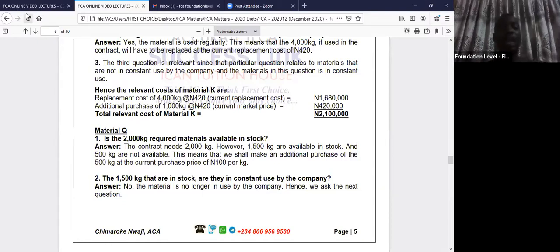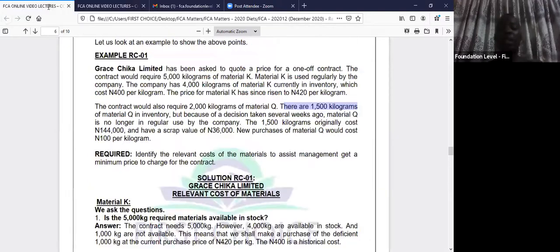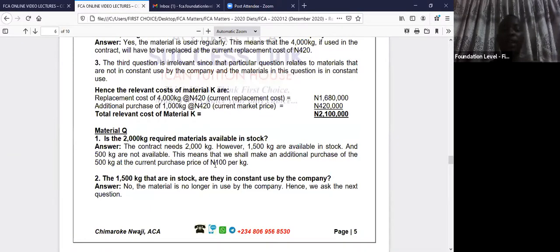So the thing we'll be looking at is how much is the current market price? Let's look at the question again. We'll jump and come here and say new purchases of material would cost 100 naira. So that means if you want to buy any new material per kilogram, be prepared to spend 100 naira. That's a future cost, the current market price. That's 100 naira. So what you're going to do now is you will say 100 naira per kg multiplied by 500 kg. That is your additional purchase.